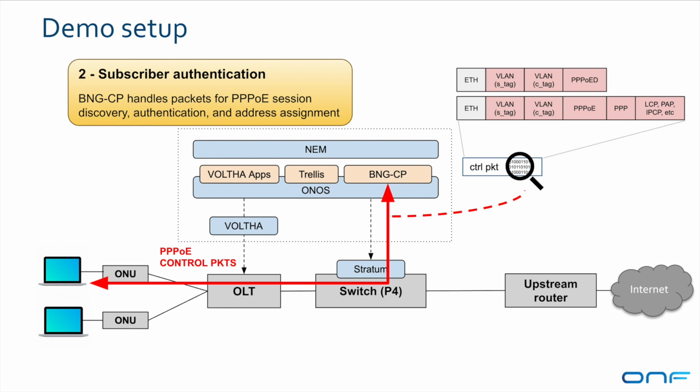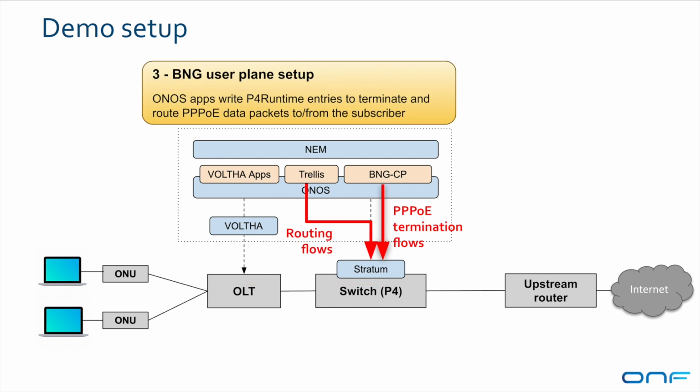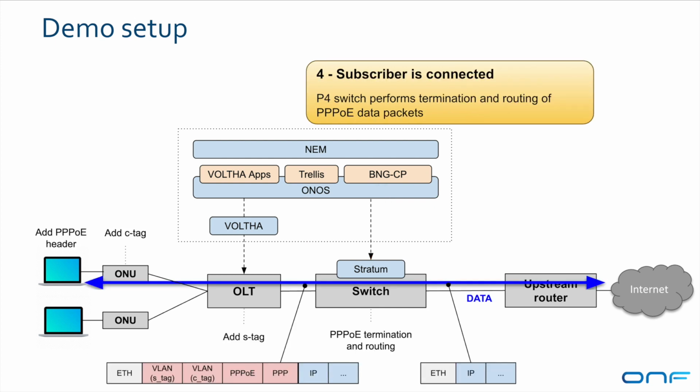The control plane takes care of running all the traditional BNG control plane logic and replies to the PPPoE control packets. Once a session has been established, the Trellis apps and BNG CP app push down the necessary flows to enable routing of packets, as well as termination of the PPPoE tunnels. Once this is done, subscribers have connectivity to the internet, and this is realized entirely in hardware using the SEBA-POD fastpath.